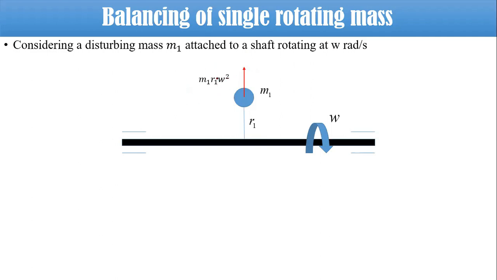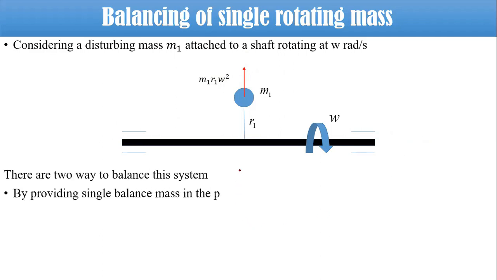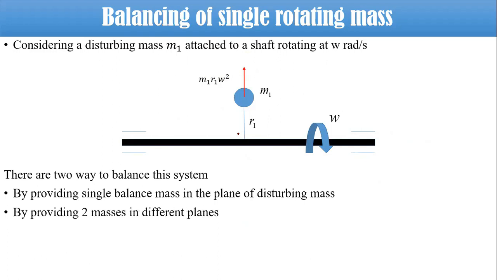So this centrifugal force creates a disturbance in the system, and because of that disturbance there will be an unbalance in the system. Now we have to balance the system. Basically there are two methods by which we can balance it. Number one is by providing a single balancing mass in the plane of the disturbing mass but directly opposite to the disturbing mass. And the other method is by providing two different masses in different planes but directly opposite to this mass. So we will go one by one.